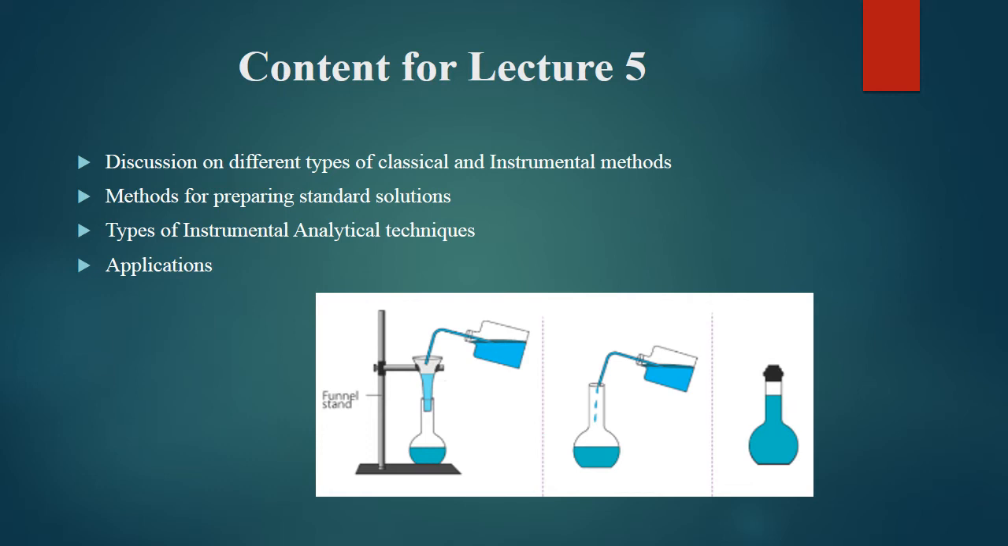and instrumental methods, in which we are going to learn about the advanced instrumental methods for the detection of the analyte, or analyzing the samples qualitatively and quantitatively. Then we will discuss preparing standard solutions. As we did during our volumetric analysis, we prepared 0.1 normal HCl and 0.1 normal NaOH, and then we did the acid base titration.